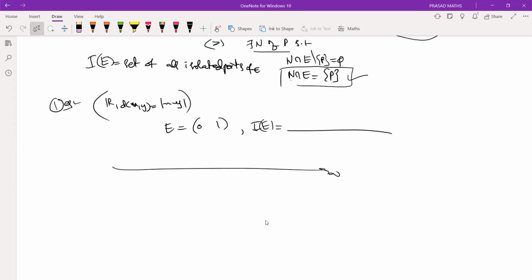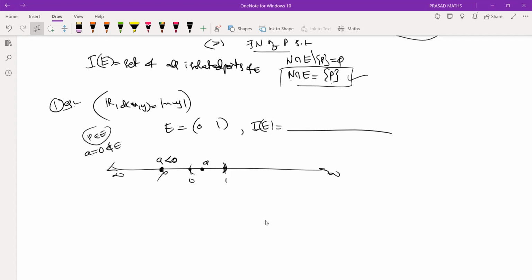So this is my (0, 1). Is a point to the left of 0 an isolated point? No, because it is a point outside of the set. The point should be in E when you want to check whether it is an isolated point. Since it is outside the set, it cannot be an isolated point. Is 0 an isolated point? No, because 0 does not belong to the set, therefore it cannot be an isolated point.